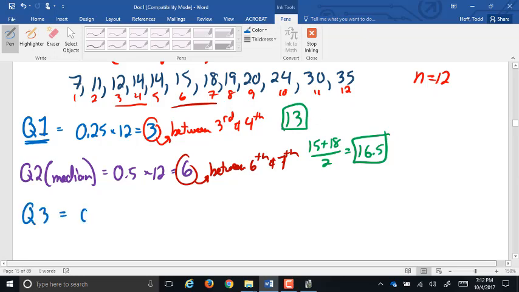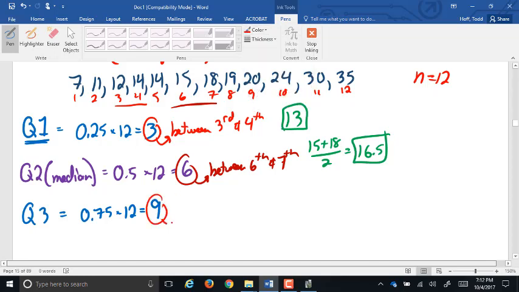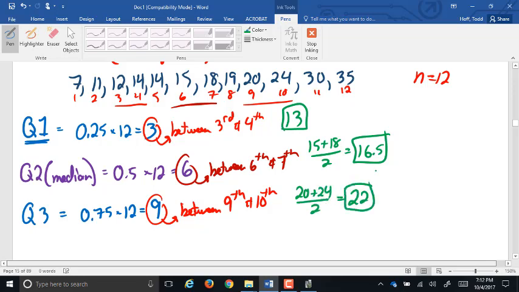Our third quartile, 12 times 0.75, or 0.75 times 12, gives 9. So that means it is between the 9th and the 10th. So yes, 20 and 24. So we'll go ahead and add those. 20 plus 24 divided by 2 is 22.